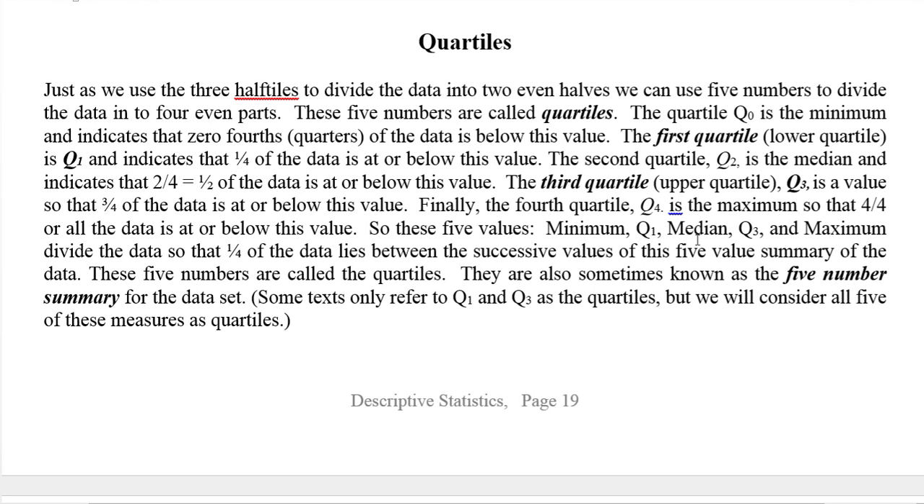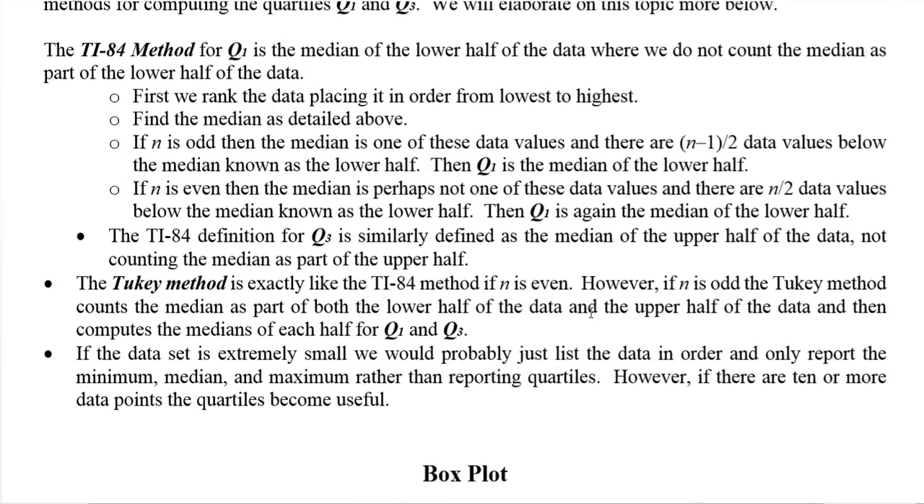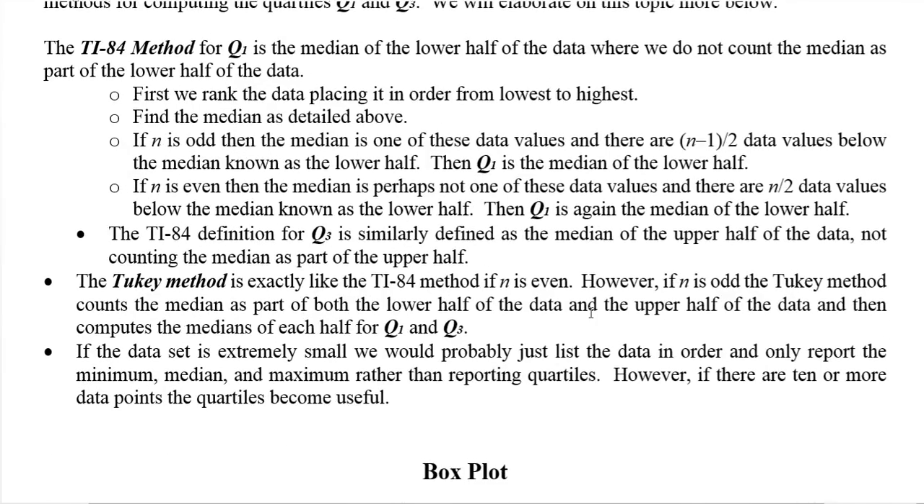And then the median will be Q2, which breaks this data into half below and half above. And then Q3 and Q1 are the quartiles. Now there are different ways of doing Q1 and Q3, but if we use, for example, the TI-84 method, then Q1 is the median of the lower half of the data, and we do not count the median as part of the lower half.